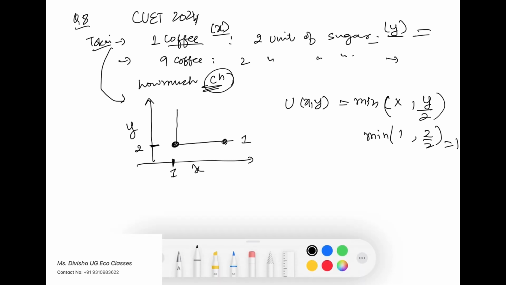Let me draw with a different pen here. Now if we are asked if there are 9 unit of good X and same 2 unit of good Y, then how much cup of coffee will he create? He will still create how much, since he will get utility 1 only, no matter how much unit of good X he choose to consume with 2 unit of sugar, he will still get a utility level of 1 only, right?